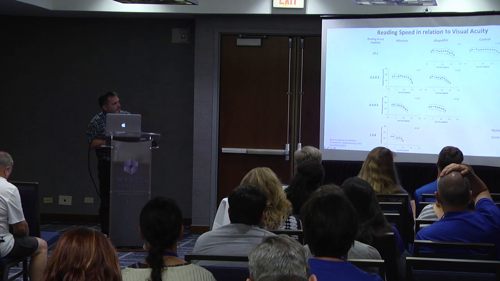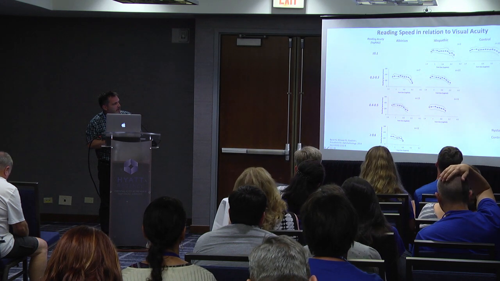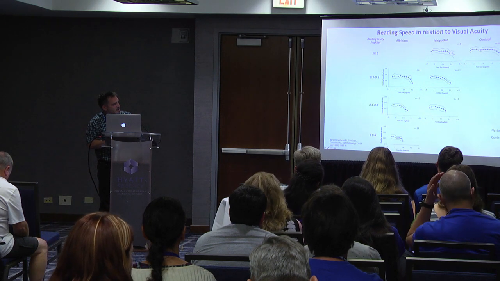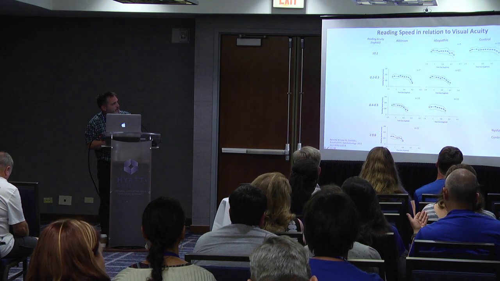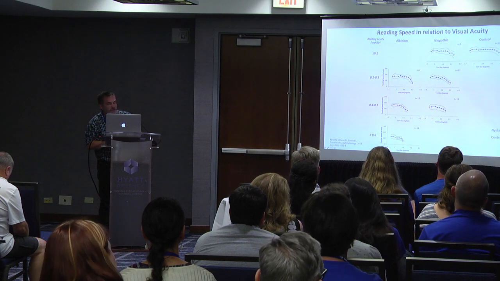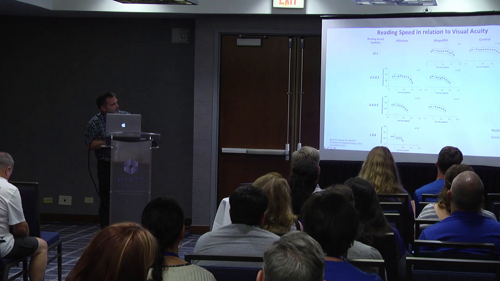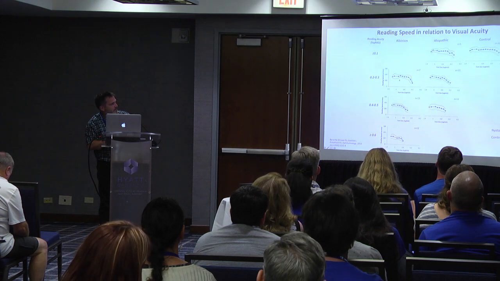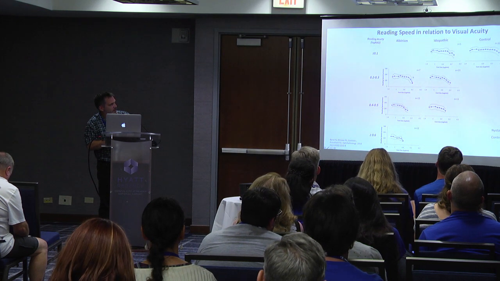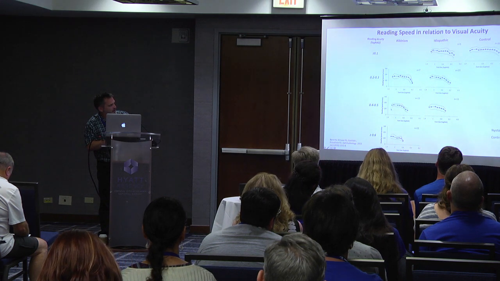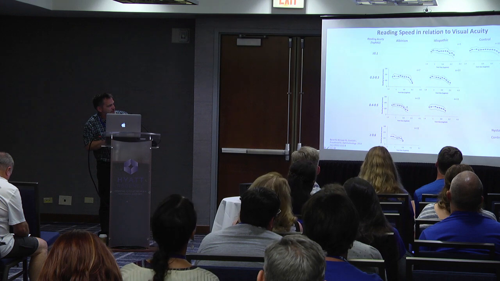They all have this kind of flat bit here. And if you look at the location of where these are, this is really saying these are the controls. They're reading it on average at about 180 words per minute. But if you look at the people with nystagmus, they're doing the same, 180 words per minute. Here's people with albinism, maybe a little bit lower, 170, 180 words per minute. Same here, a bit lower, maybe 160, 170 words per minute.